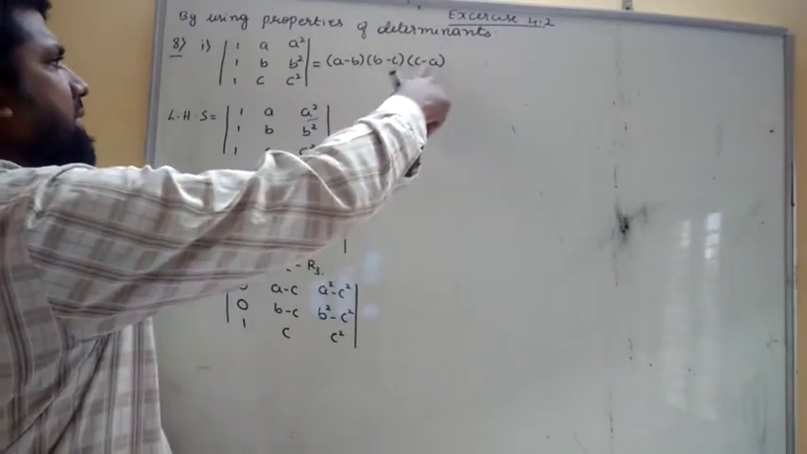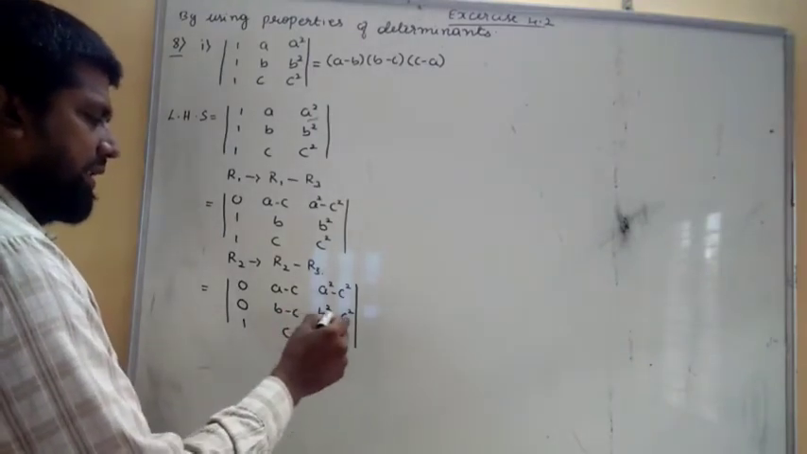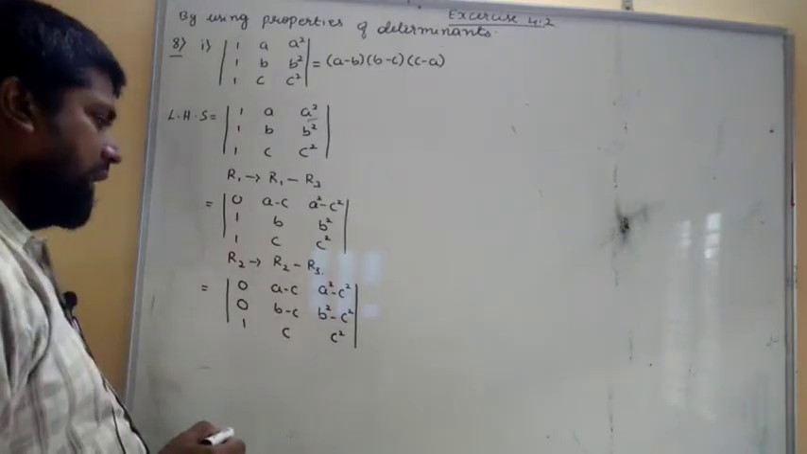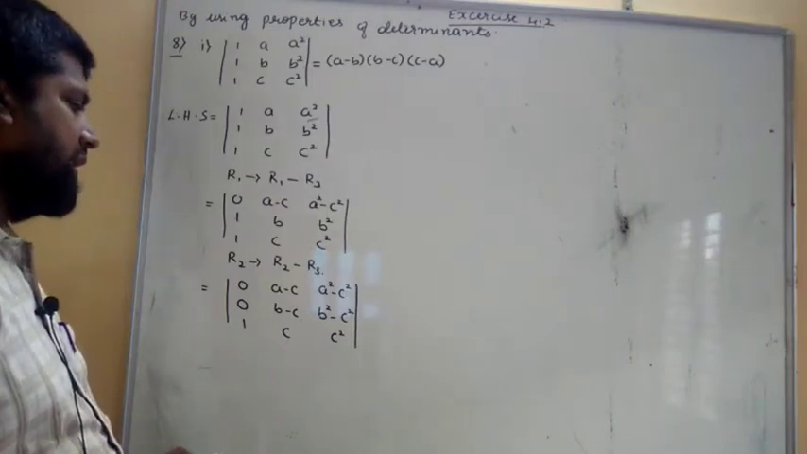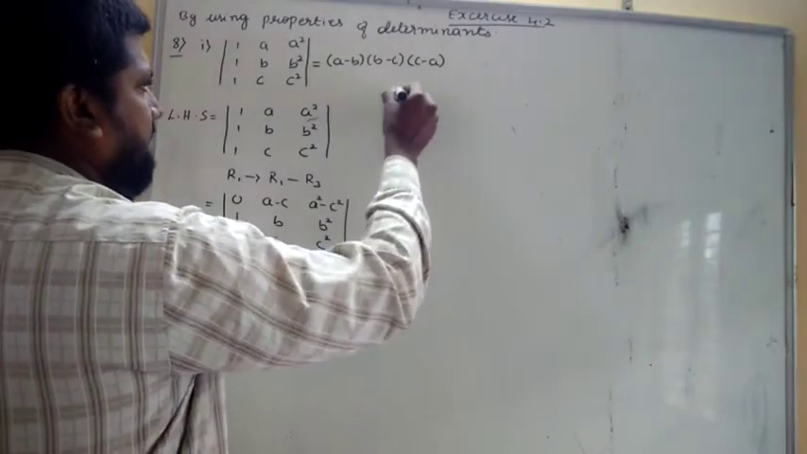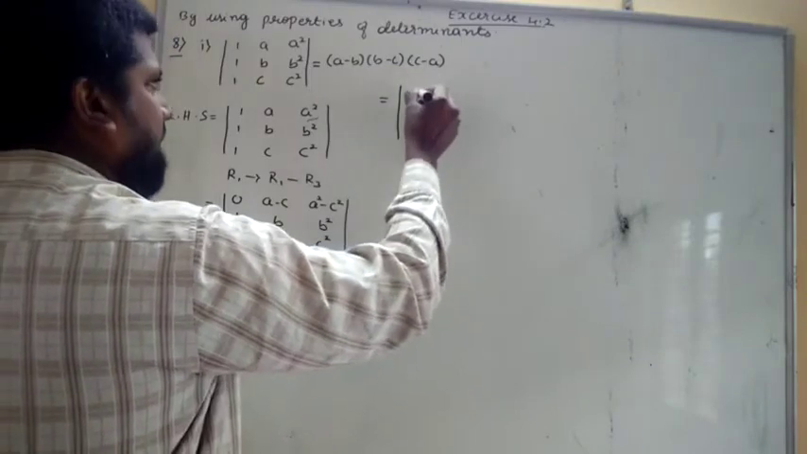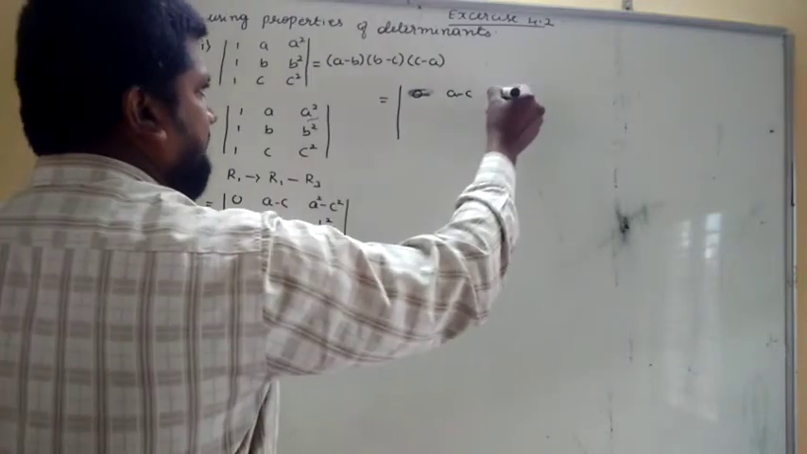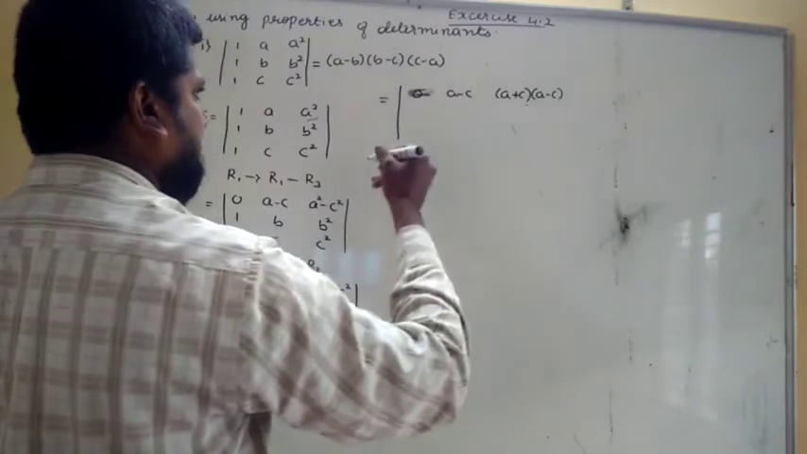RHS is B minus C, C minus A. So we can remove the common in the second row as B minus C. Then in the first row there is A minus C. So let us first expand that determinant. 0 is there, A minus C is there, then A square minus C square can be written as A plus C into A minus C.